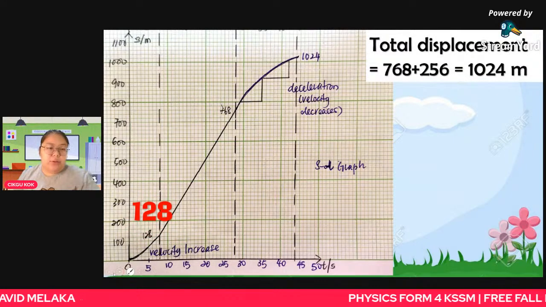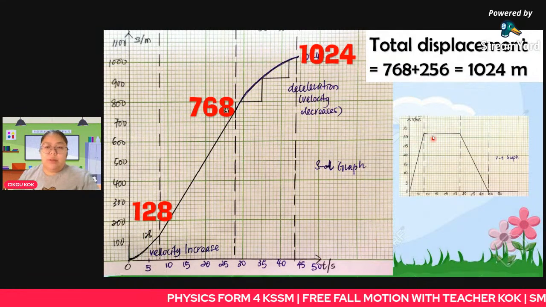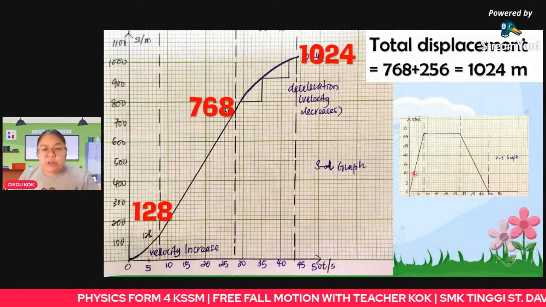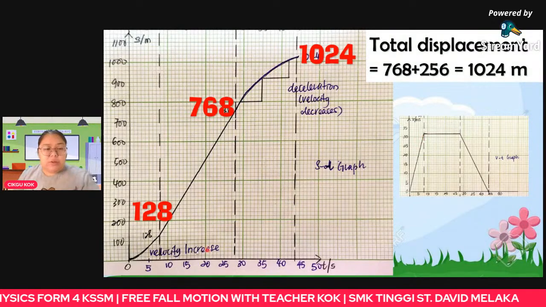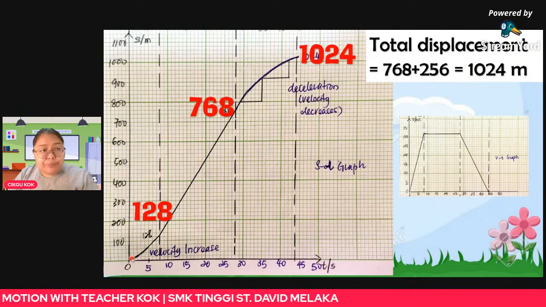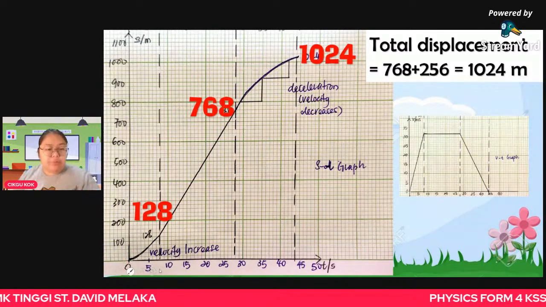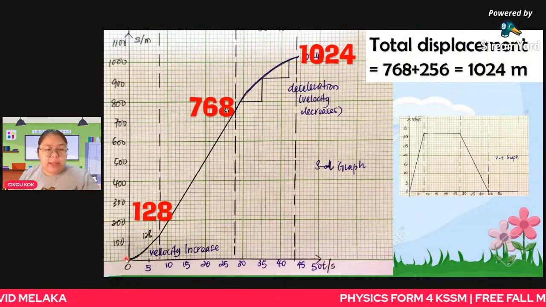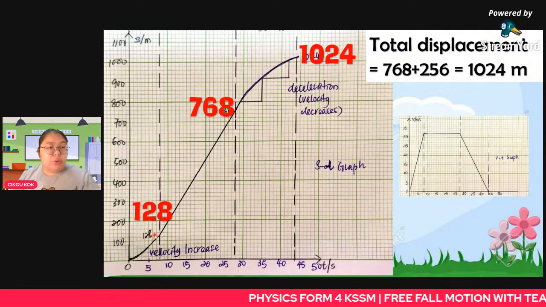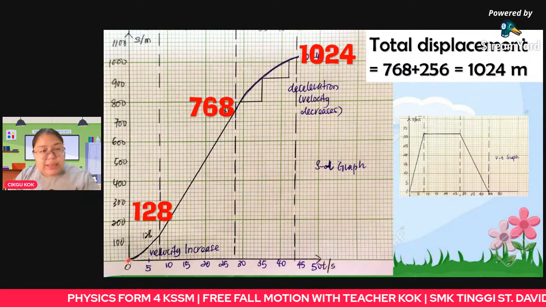Okay, wait, I got to show this one. Okay, remember velocity increase. So this one, the graph should be curve up, not a straight line. From 0 until 8 seconds, they go up until 128 meters. So when you draw the line, you curve a little bit, then up.